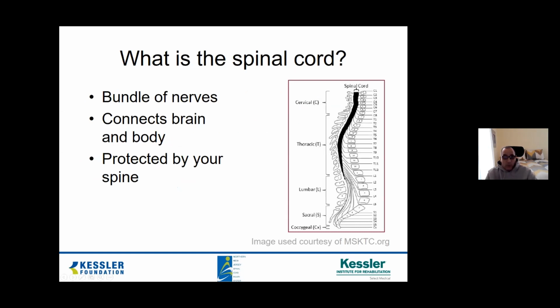So, what is the spinal cord? Well, the spinal cord is a bundle of nerves that connects your brain and your body. So, all movement messages go from your brain out to your body, and all sensation goes from your body up to your brain. So, I like to think of the spinal cord as a superhighway, and these messages are constantly speeding back and forth from the body to the brain and the brain to the body. And the spinal cord is protected by your spine, or all those hard vertebrae in your spine.